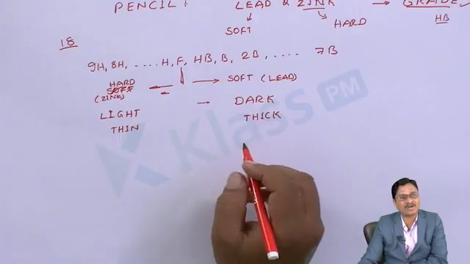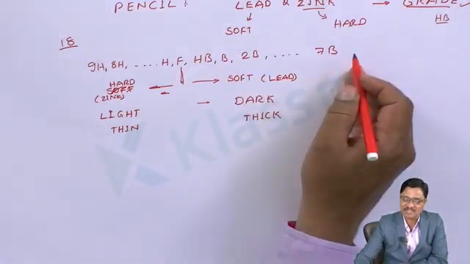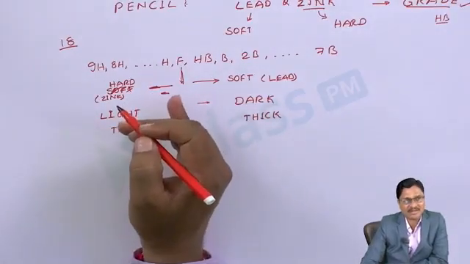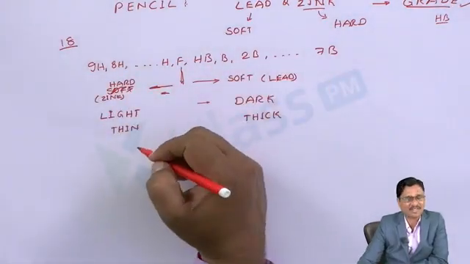That means whenever you want to draw a thick line with a dark color, you have to move from here to here. Whenever you want to draw light lines and thin line widths, you have to use this series. But we do not come across all the 18 grades.